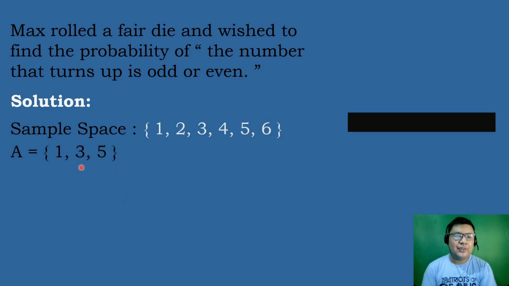And then for event A, which is the odd numbers located in the sample space, we have 1, 3, and 5. And for event B, the even numbers, we have 2, 4, and 6. And then we have A intersection B. What are the numbers located in both event A and event B? We have none. There are no numbers which are the same in event A and event B. So we have a null set.